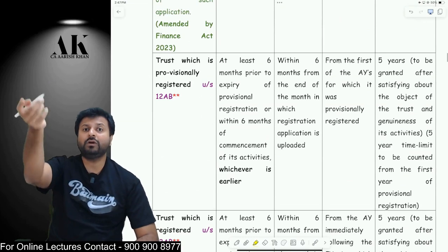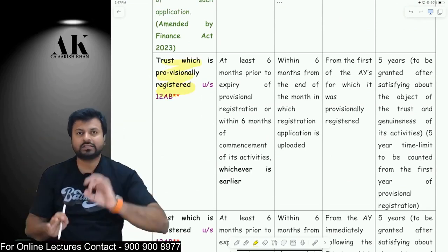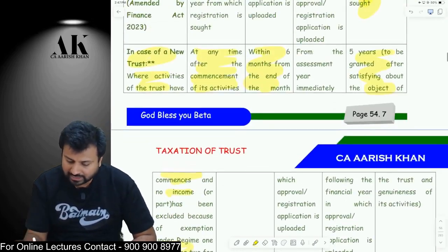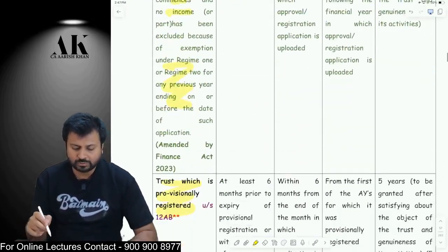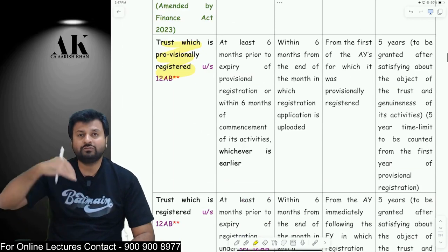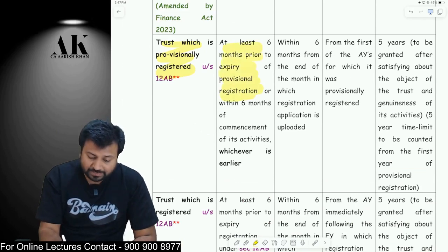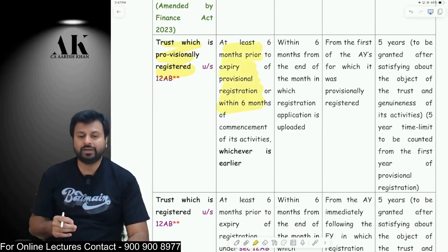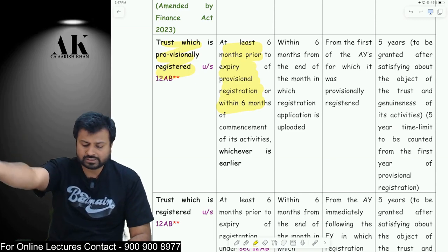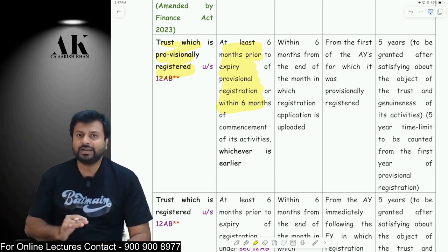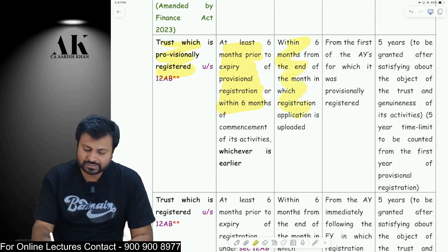Now, the people who have got provisional registration, it is only for 3 years, right? So people who have got provisional registration have to come after 3 years for final registration. They will come at least 6 months prior to the provisional registration completing. So whenever the provisional registration is completing, at least 6 months prior to that, they will come for the registration, and within 6 months they will get the registration.